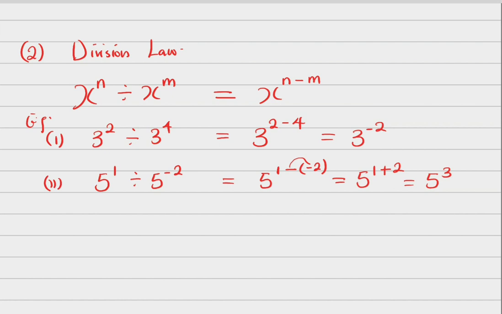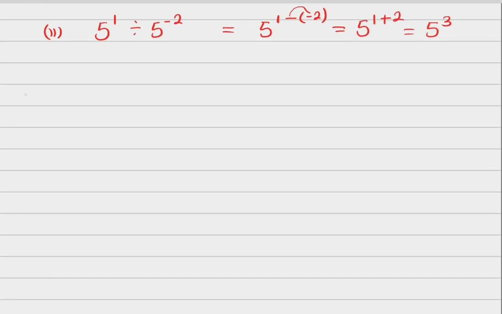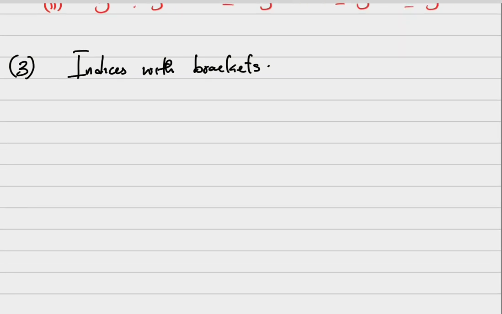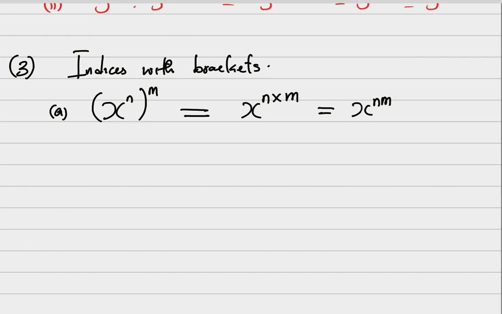Then let's move to the third law. The third thing I'm going to be looking at is going to be indices with brackets. Now, under these indices with brackets, I'm going to be looking at this. The first is, let me pick this A. The first says, if I have x raised to power n, then the same index number is raised to another power m. What seems to be the case is going to be x raised to power n times m, which is x raised to power nm. That is what it is.